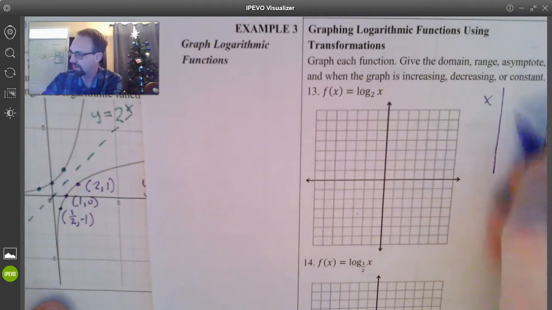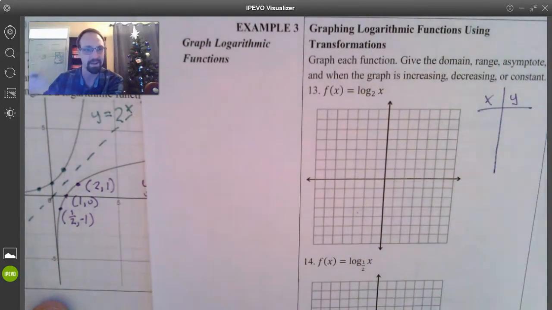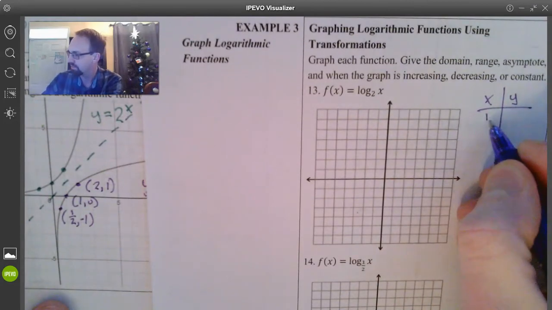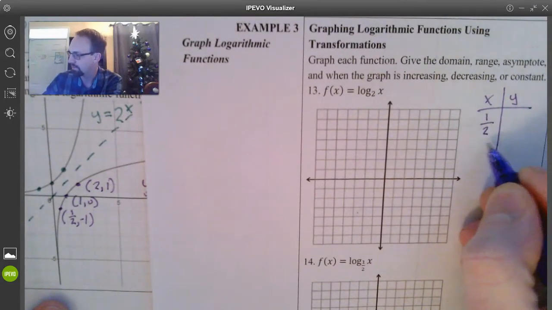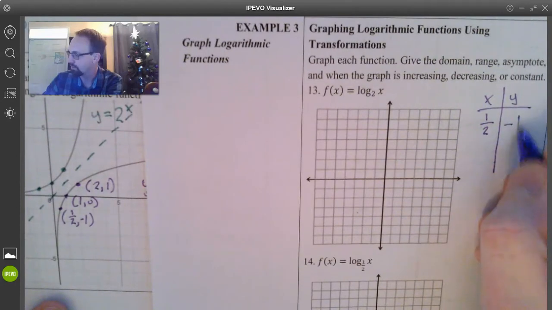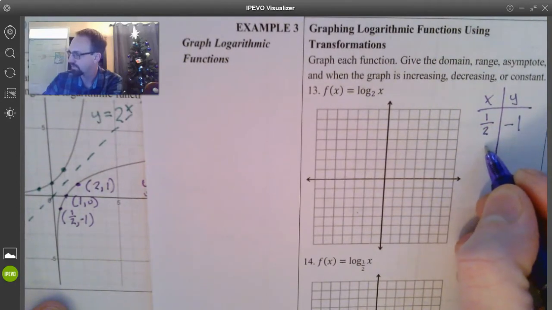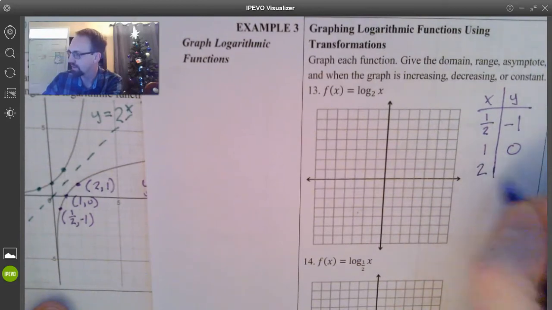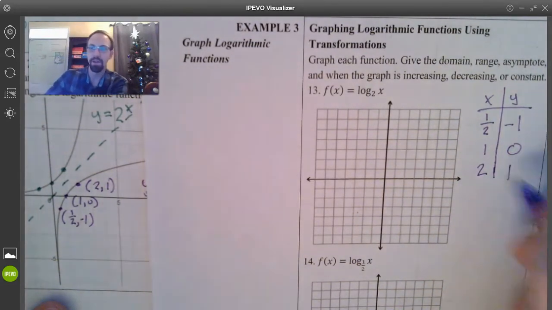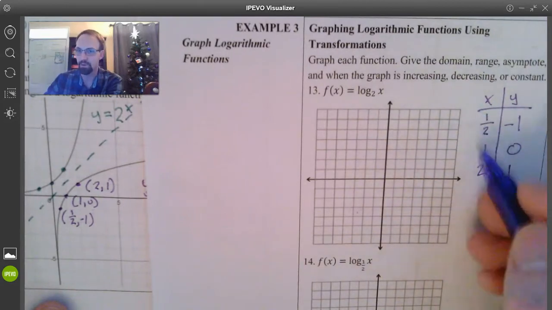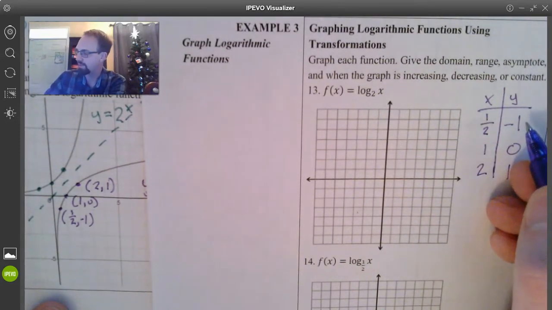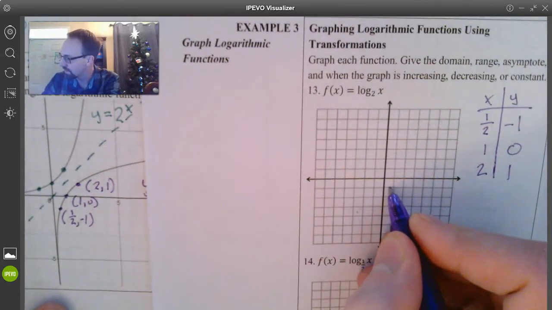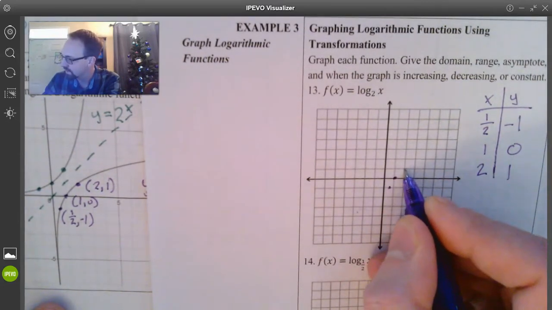So when I'm looking at my three basic points that we're talking about when we transform, it's going to be 1/2, comma, -1, 1, comma, 0, and then 2, comma, 1. And so, again, I'm getting that from my base. That's 1 over b. That's b. And then those points are here, here, and here.